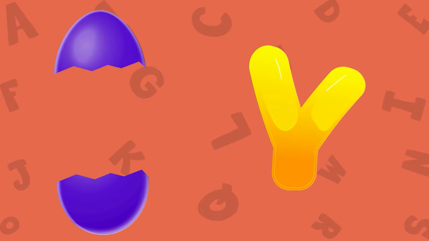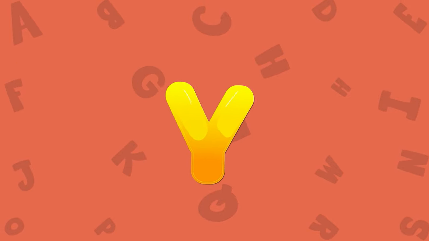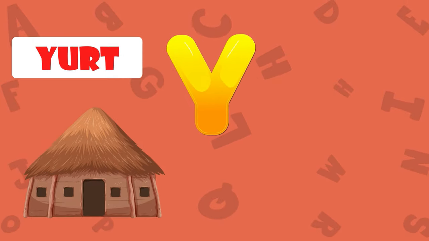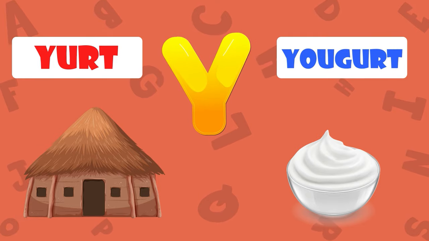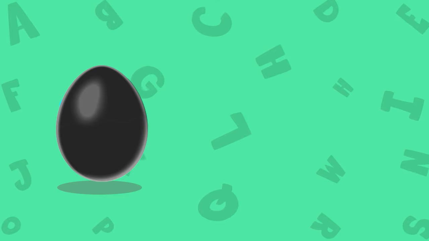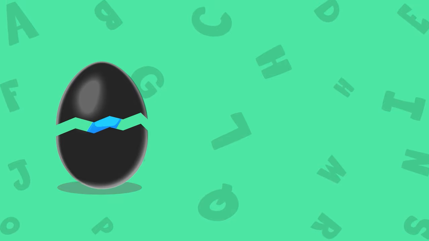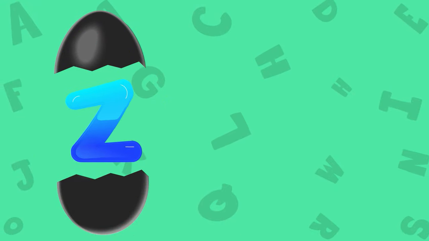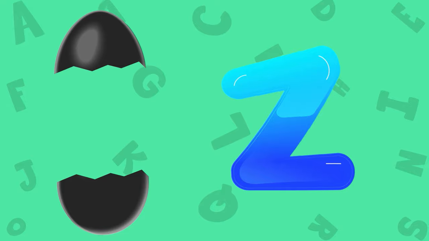Inside the violet egg, there is the letter Y. Y is for yacht. Y is for yogurt. Now let's open the black egg and see what's inside. Open, open, open! Surprise! It's the letter Z. Inside the black egg, there is the letter Z.